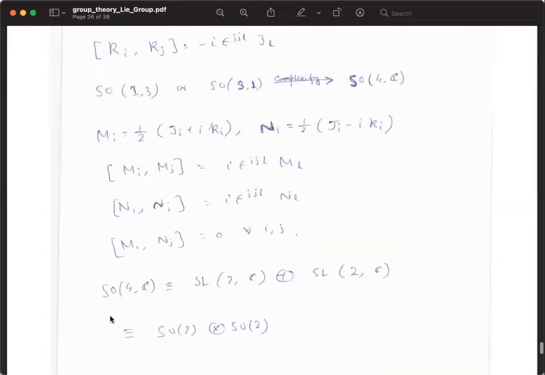So we can segregate it into two orthogonal patches, SO(4,C) as SL(2,C) plus SL(2,C), or you can write it in the good form like SU(2) cross SU(2). So this M generators will form one SU(2), and this N generators will form another SU(2).